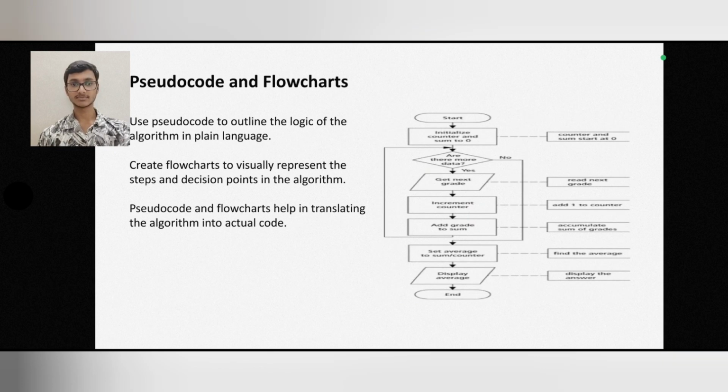Pseudocode and flowcharts. After the algorithm, another basic understandable form is pseudocode and flowcharts. Flowchart is nothing but a graphical representation. Pseudocode gives the part of the programming concept. Use pseudocode to outline the logic of the algorithm in plain language. Create flowcharts to visually represent the steps and decision points in the algorithm. Pseudocode and flowcharts help in translating the algorithm into actual code. On the right side, you can see the diagram of how exactly the flowchart works and looks.